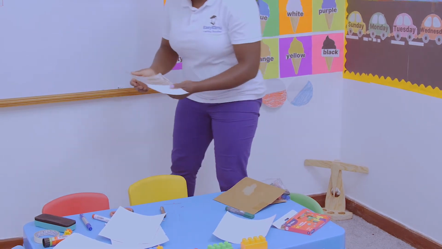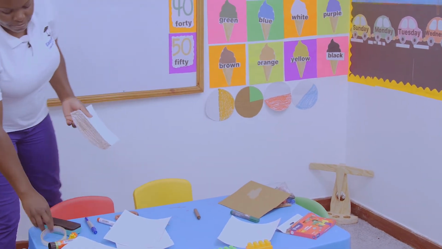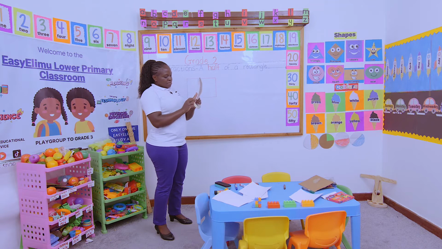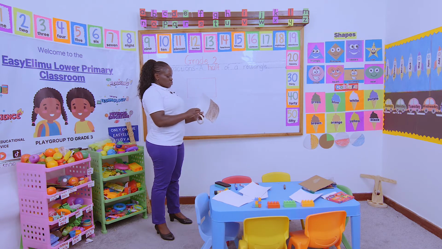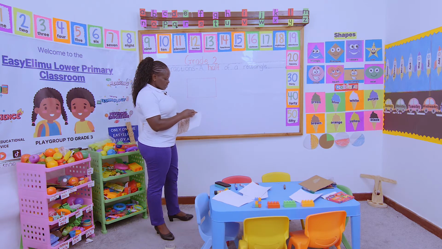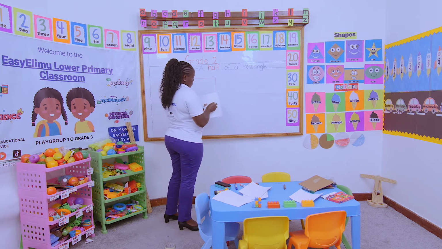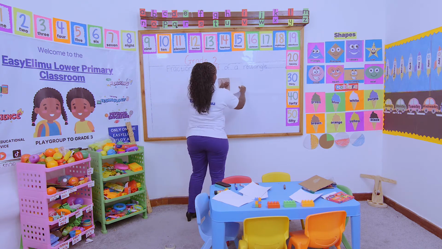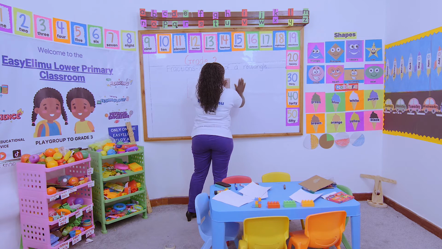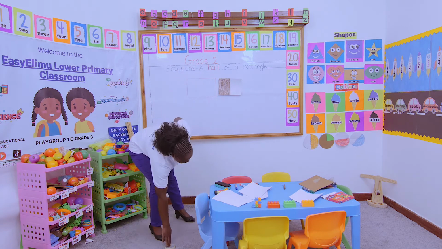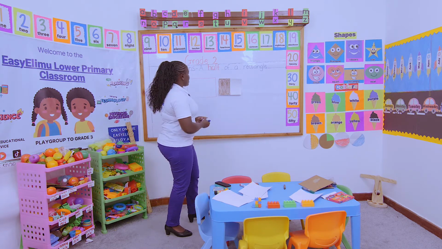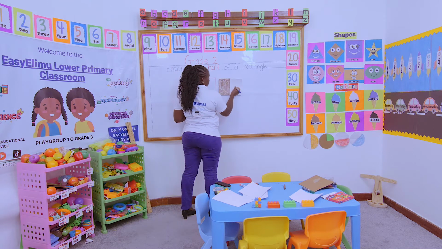So, which part have I given my brother? The bread was divided into two equal parts. And I've decided to give my brother part of the bread. What am I remaining with? I am remaining with, these are how many parts? This is part one and this is the second part.